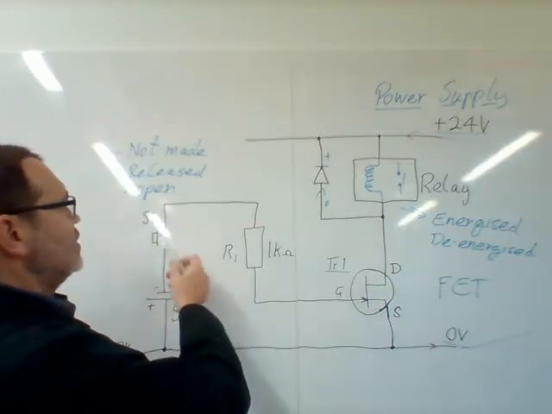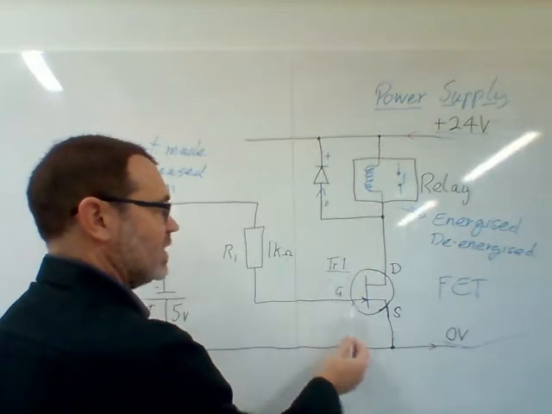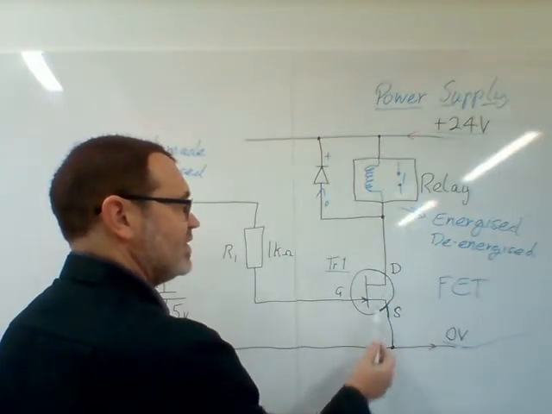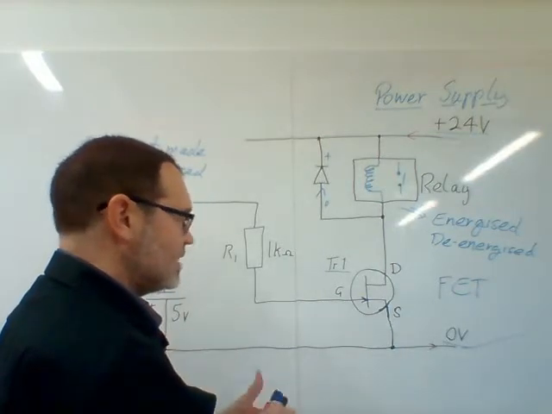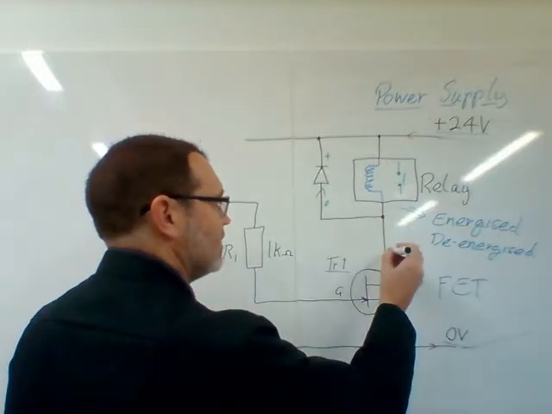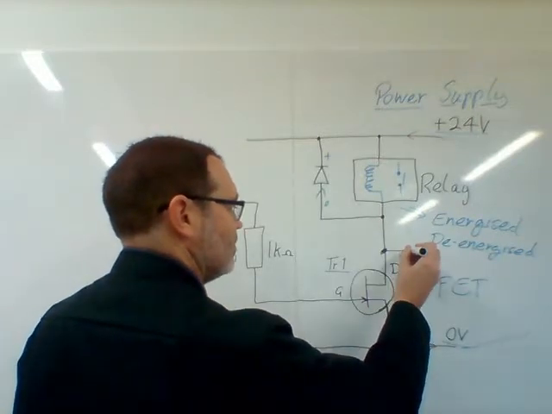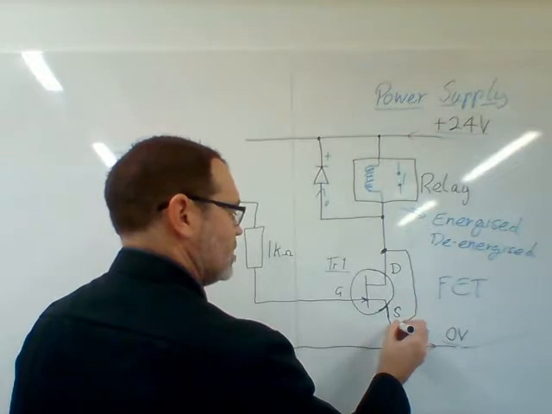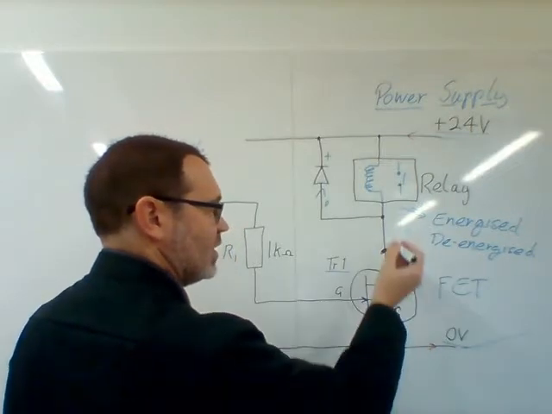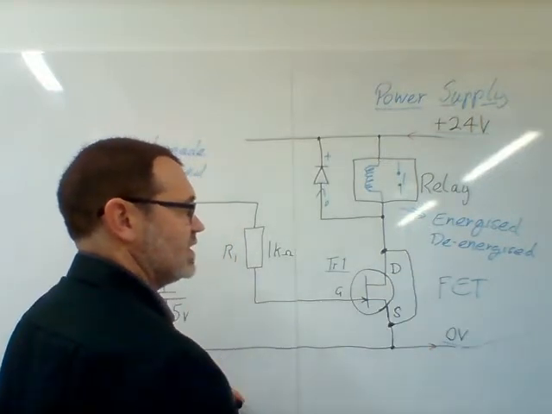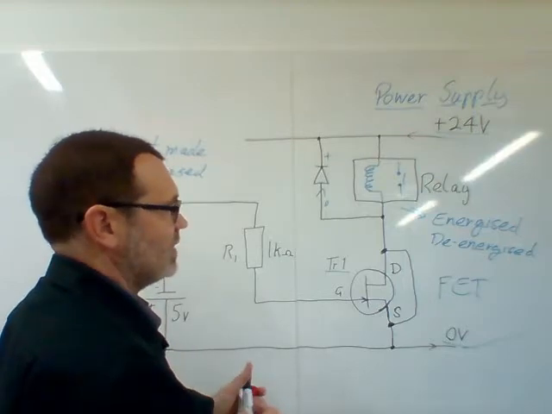Because the switch is open, there's nothing on the gate at the moment, which means the FET is on. When the FET is on, it's just as good as having a piece of wire connected from there to there. There's nothing to stop current flowing through the transistor. It's a short circuit effectively.